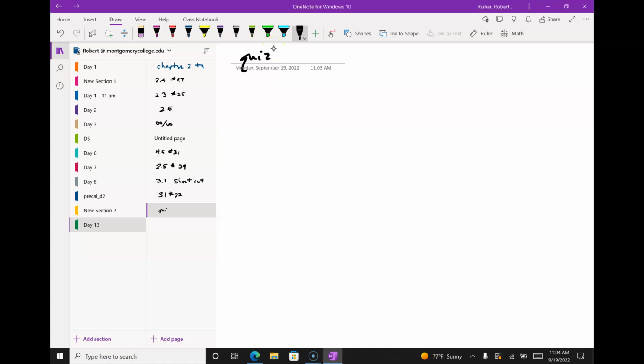The quiz is on Friday the 23rd. It's going to be f prime of x, find f prime of x using a limit, just like the last quiz. What was the last quiz? It was a polynomial and it was a radical, right? So most likely it would be a fraction, a derivative like 1 over x or something.